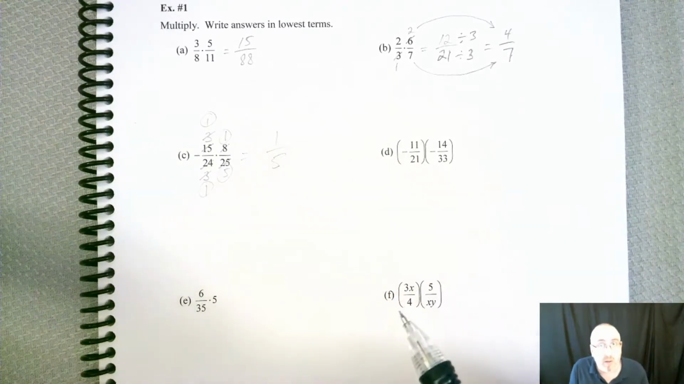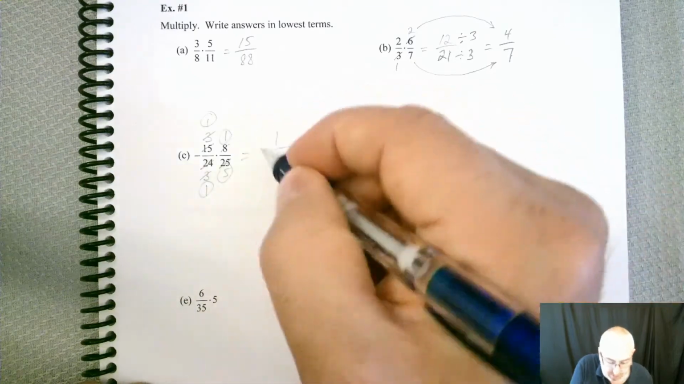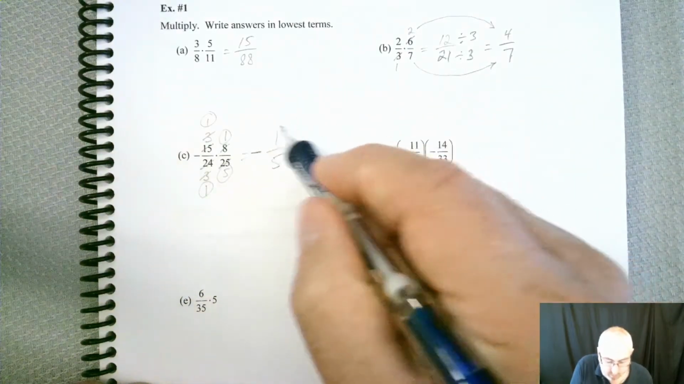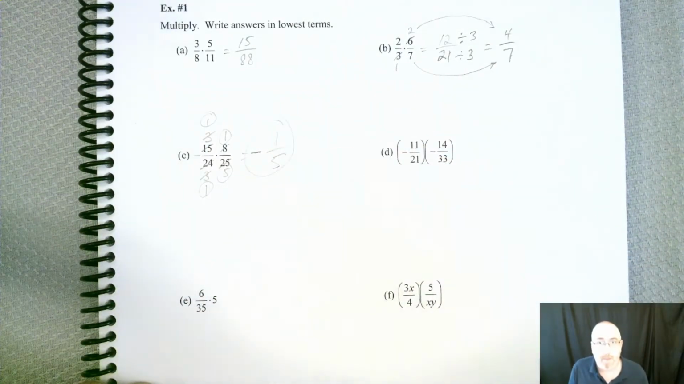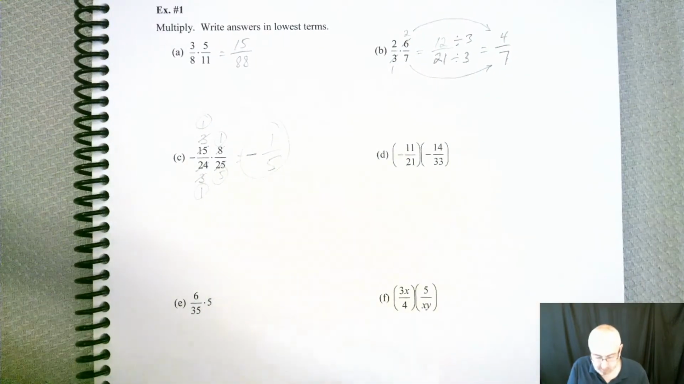The only other thing you have to remember is when those fractions have signs in front of them. Sometimes the answer is positive, sometimes the answer is negative. What can we say about this one? Well, we have a negative and a positive, so the answer better be a negative 1/5. Not too terrible, hopefully. Let's keep going.